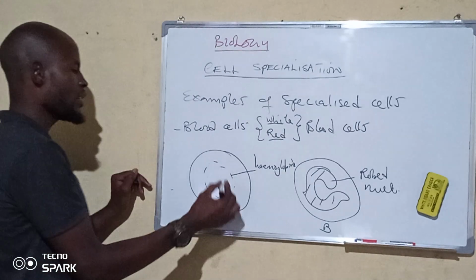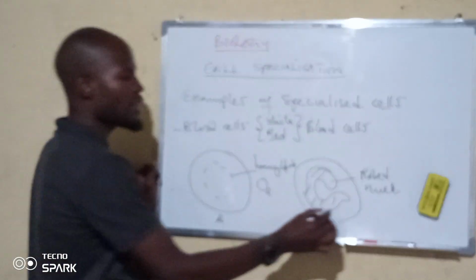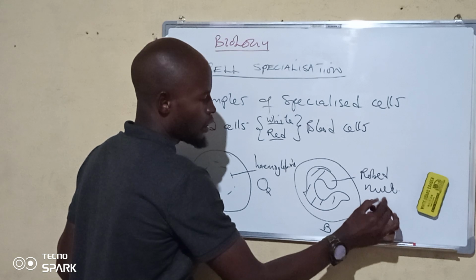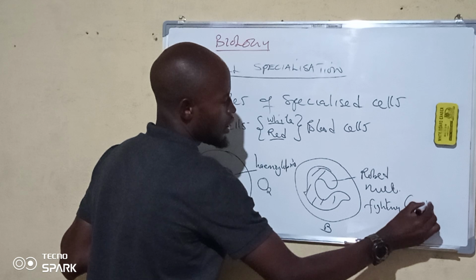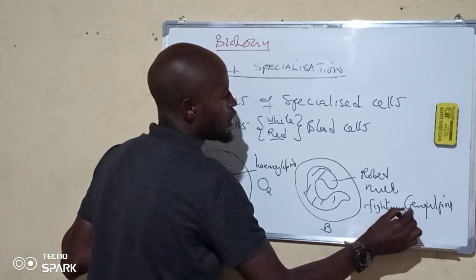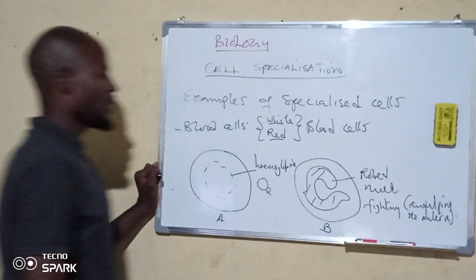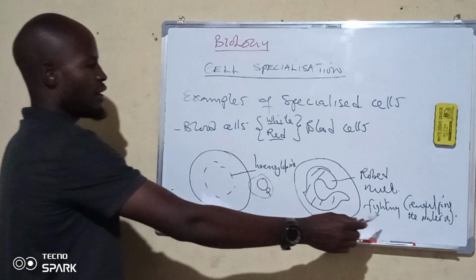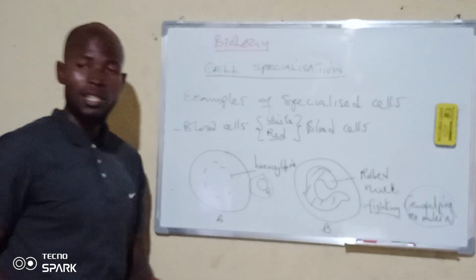So even the function differs. This one helps in transportation of oxygen. Then this one helps in fighting as well as engulfing the bacteria. So this one helps in transportation of oxygen, and this one helps in engulfing the bacteria as well as in strengthening immunity.